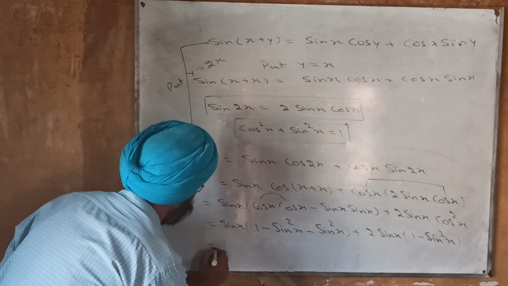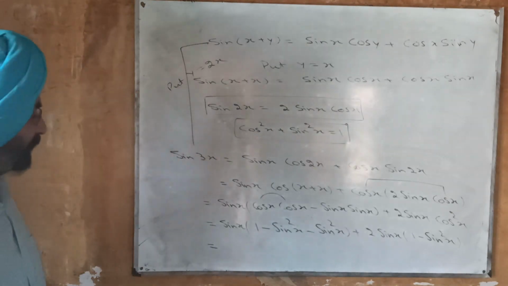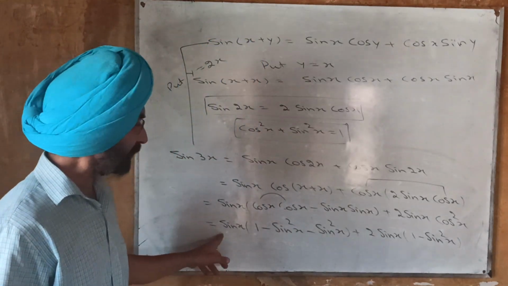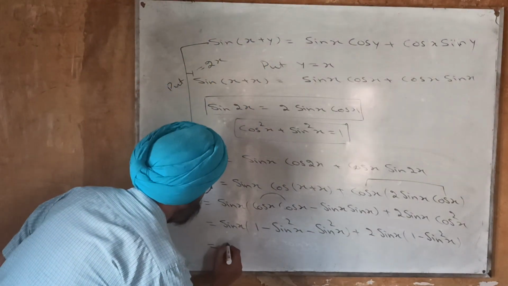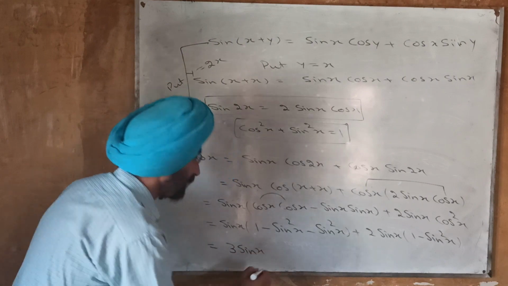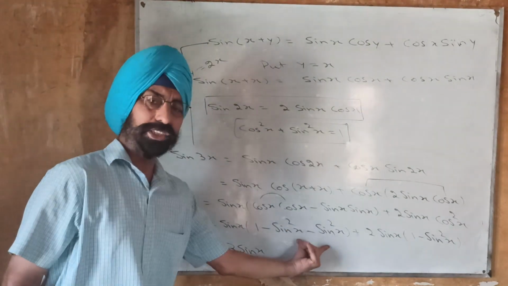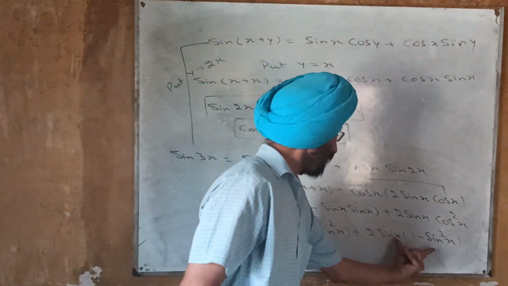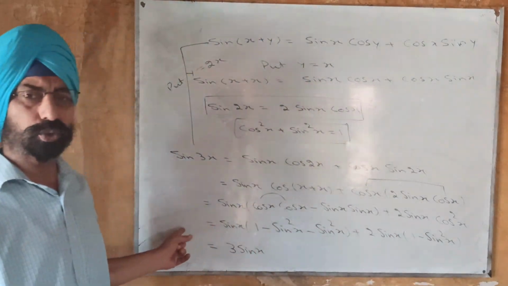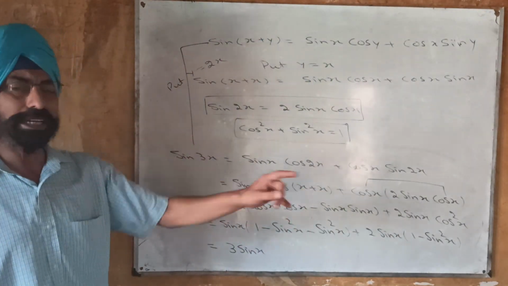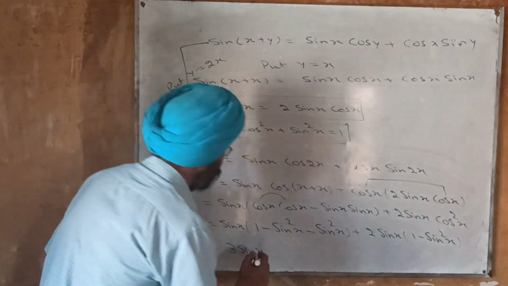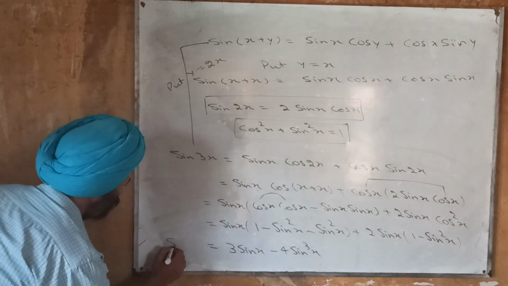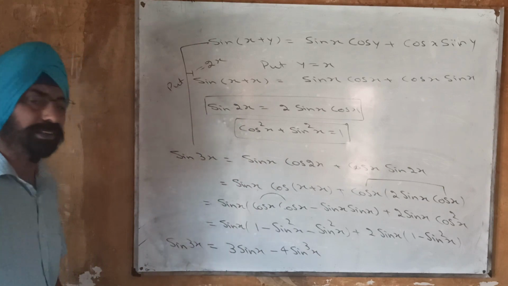So what we are going to get now? Just simplify the brackets, sin x from here and plus 2 sin x from here. Sin x plus 2 sin x will become 3 sin x. Then it is minus 2 sin square x multiplied by sin x, which is minus 2 sin cube x. And here again minus 2 sin cube x. So minus 2 sin cube x from the first bracket and minus 2 sin cube x from the second bracket will become minus 4 sin cube x. And this is your required formula for sin 3x.